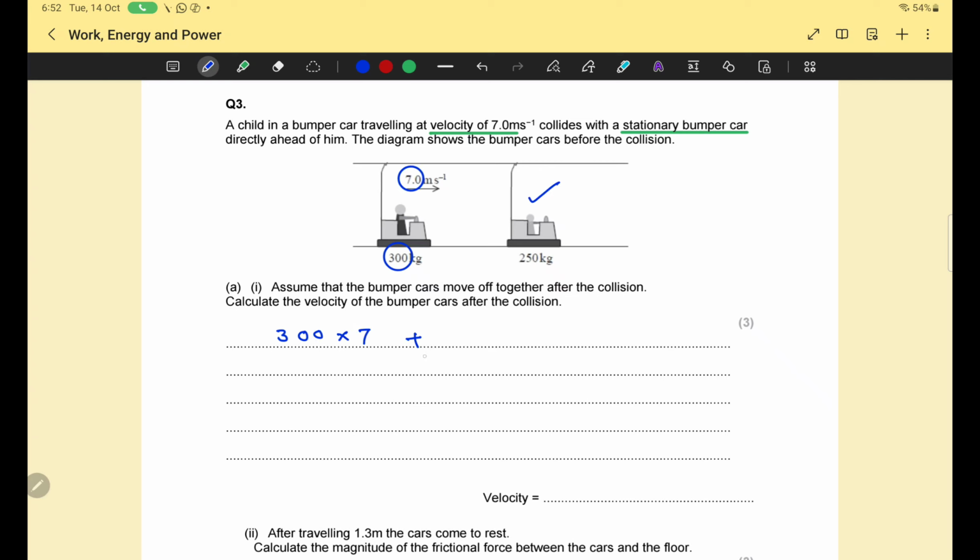And this is stationary, so this is total momentum before collision. And as they collide they move off together after the collision. If they are moving together, then their masses are added. 300 plus 250, it is total mass. And calculate final velocity after collision. So you have to calculate final velocity after collision.